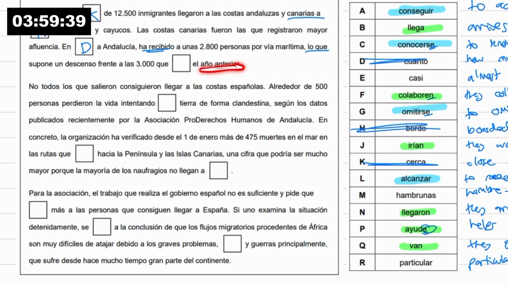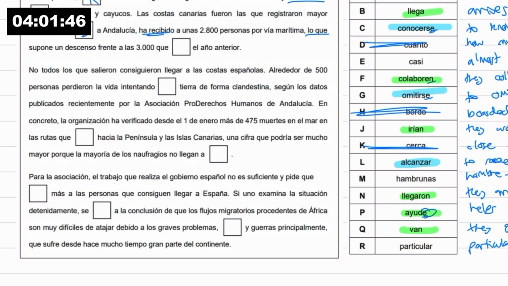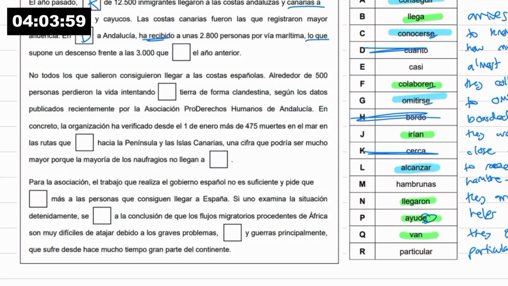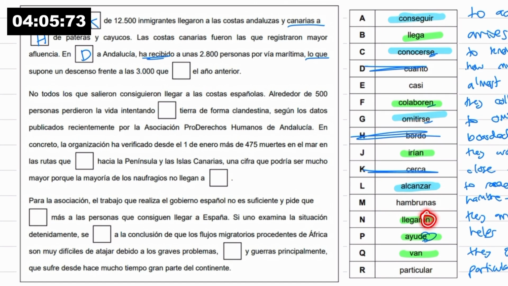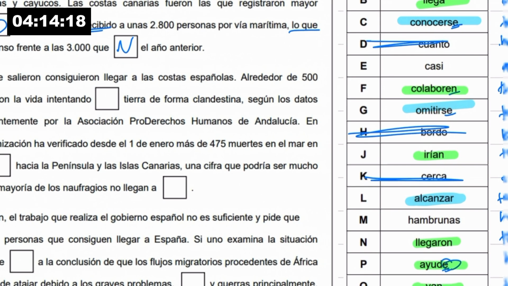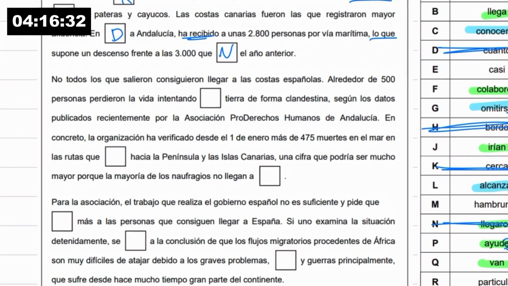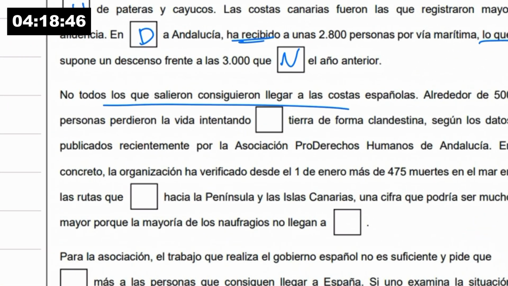So this is saying last year, so it's going to be the preterite tense. Llegaron, that's the only preterite one, isn't it? Lo que supone un descenso frente a las 3,000 que llegaron, the 3,000 that arrived, that makes sense. Llegaron el año anterior. Good. Okay, we can skip the next sentence because it doesn't have a gap in it.